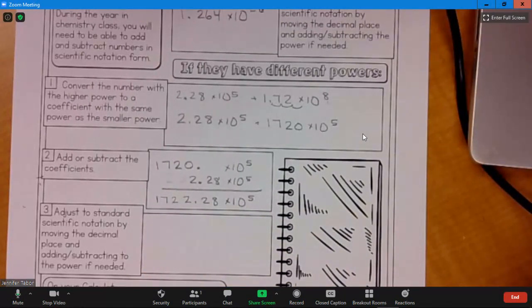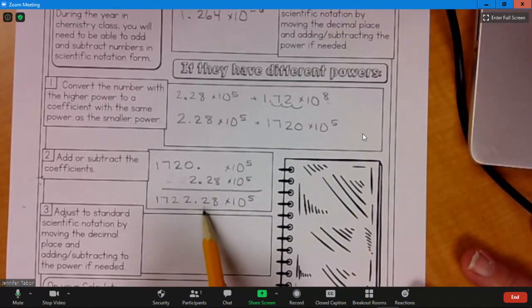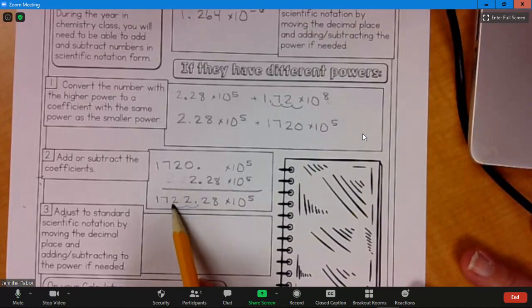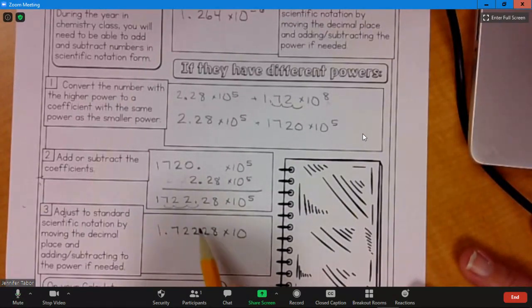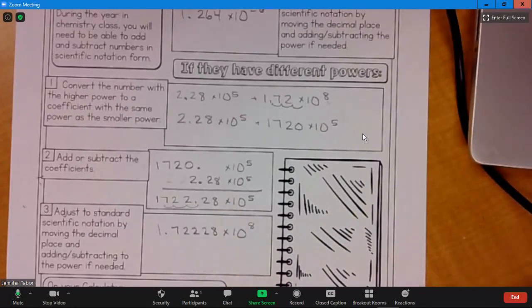And of course we have to adjust to make it proper scientific notation. 1, 2, 3. So we got 1.7228 times 10. We moved it to the left 3, so we add 3. So times 10 to the 8th. So there's our number after we added with different exponents.